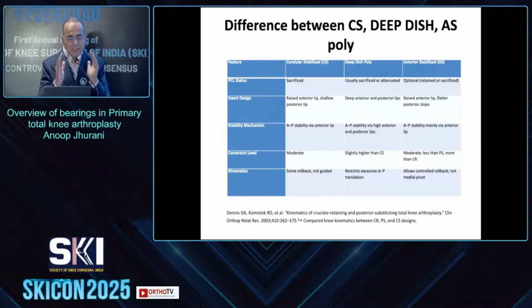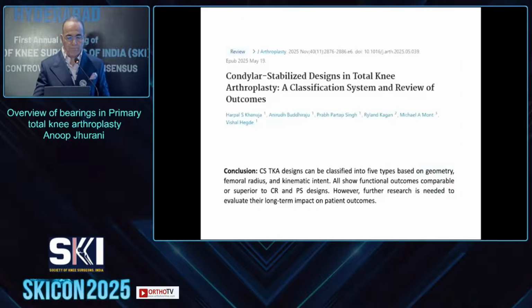So why this is taking cue now is because we want to preserve bone, and we want to preserve the ligament and the whole ligament sleeve so that the next revision becomes easier. Just the way we do in hip, we are trying to do in the knee. We are trying to preserve that box bone and preserve the ligament. And we can do it with condylar stabilized, a CS poly, or an anterior stabilized poly, which will be further elaborated in the talks that follow.